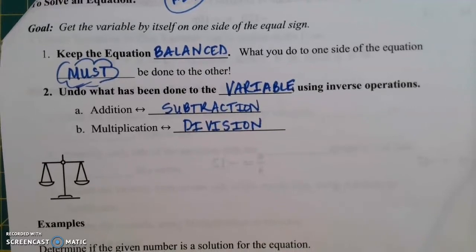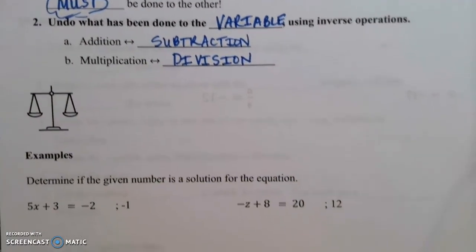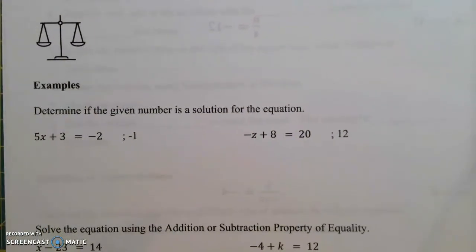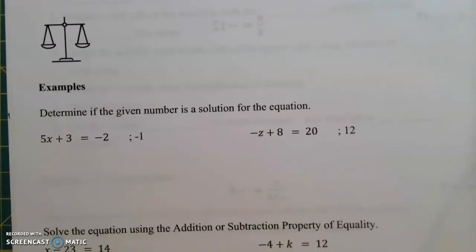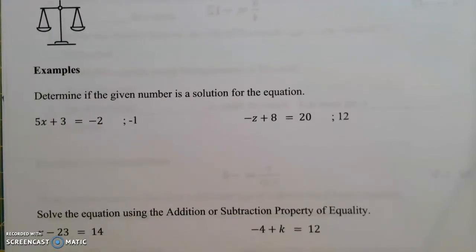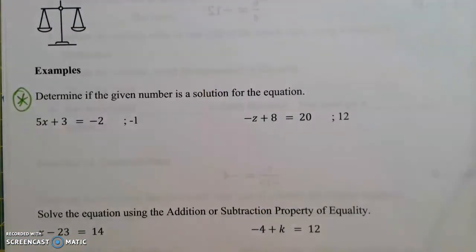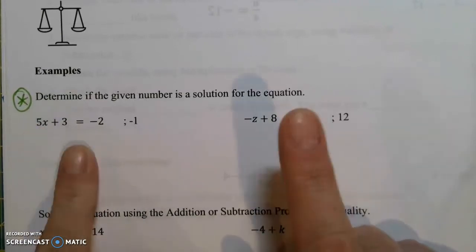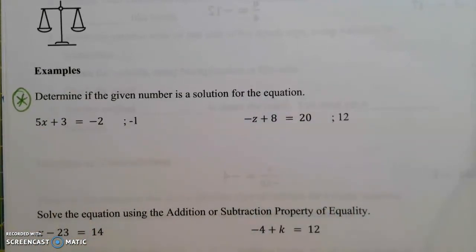Most of the examples that we're going to be looking at for this portion are solving equations using those different properties. But the first couple, we are going to be checking to see if a given number is a solution for the equation. This is something that, for some reason, in winter term, we were having a hard time with. So make sure that you understand these. These are going to show up on the test and the exam. So make sure that you are settled on this before we move on.